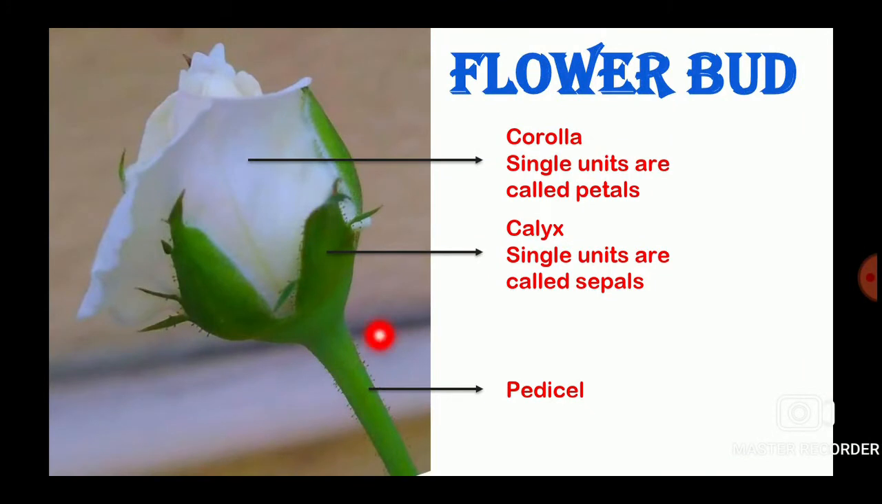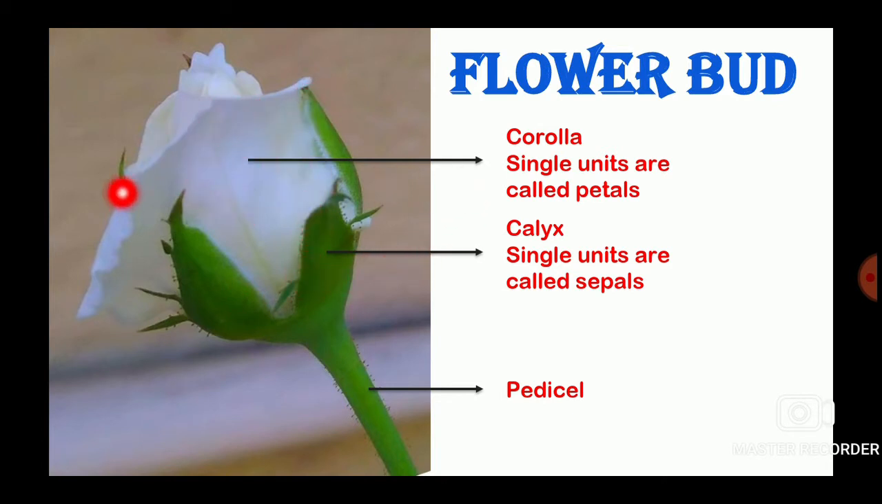Now here we can see that there is a stalk which connects this flower bud to the stem or to the main trunk of the plant. This stem, this branch which connects the flower to the main stem of the plant is known as the pedicel. Above that we have this green structure which is covering the base of the flower bud. This is known as the calyx, and single units of the calyx are known as sepals. This is one sepal, this is another sepal. There are other sepals at the back of the flower bud as well.